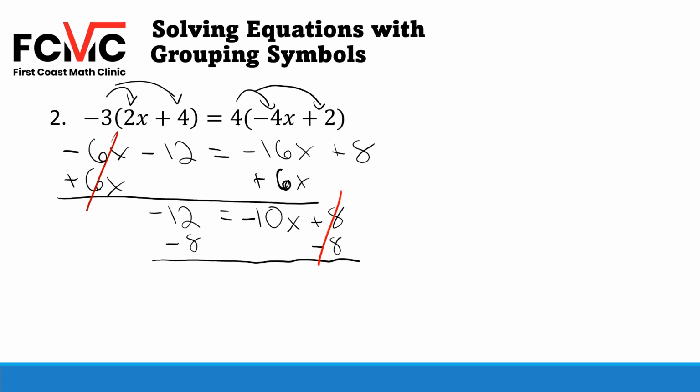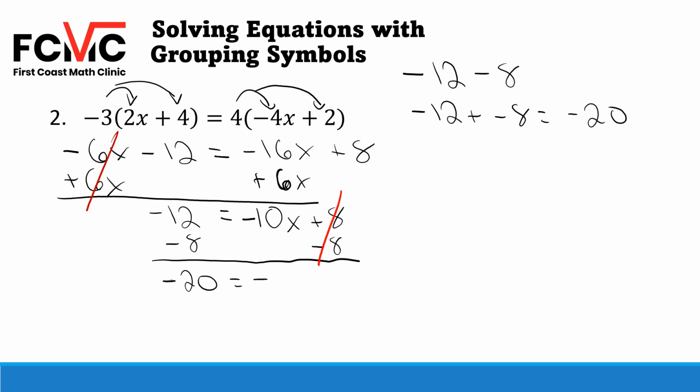I know the 8s cancel out, and just as a review, this is negative 12 minus 8. We can use our subtraction rule. Negative 12 plus negative 8. So now we add and keep the sign, and we get negative 20. So I get negative 20 equals negative 10x.